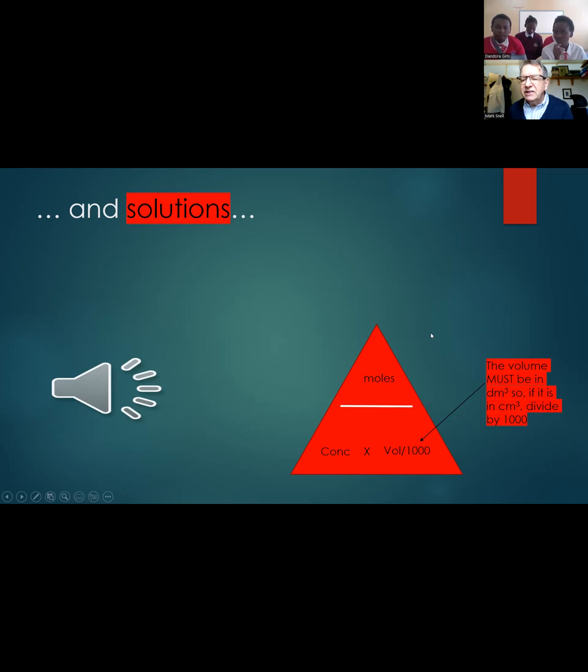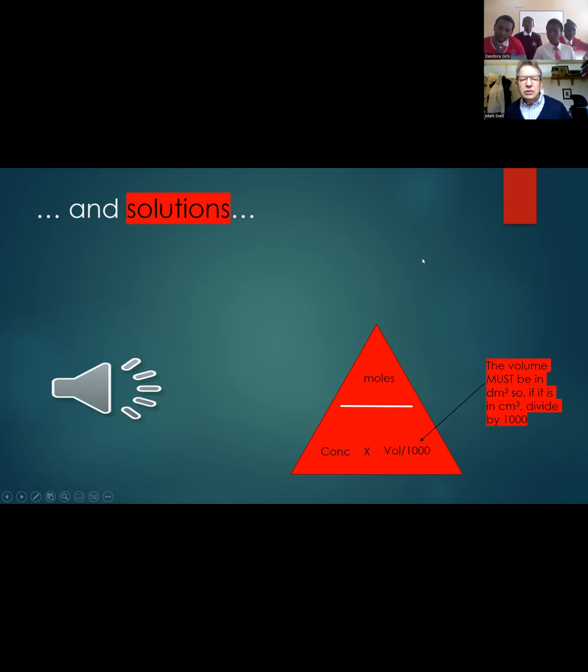Now, to those of you who haven't seen this before, all you have to do if you want to work out one of them is to cover it up. So if I want to work out the moles in a solution, I just cover up the moles, and I'd say moles equals concentration times volume over 1,000. Very straightforward. If I want the concentration, it's the moles over the volume over 1,000, and so on.